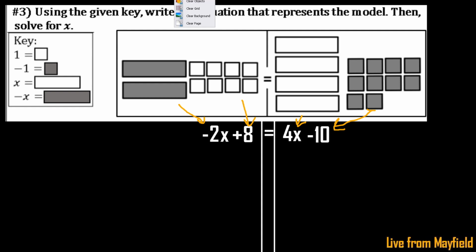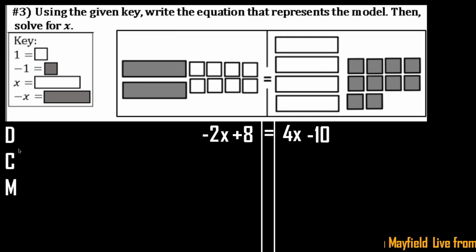Alright, so now, again, when I want to solve it, you could have solved it using the picture model if you wanted to, or you could also do it how we normally do. And so again, we want to have out that DCM, again, distributive property first. Since there's no parentheses, we don't need to worry about it, so we can cross that one out.